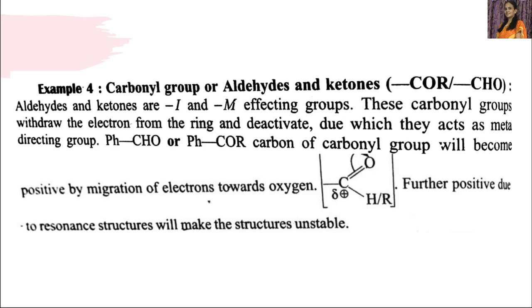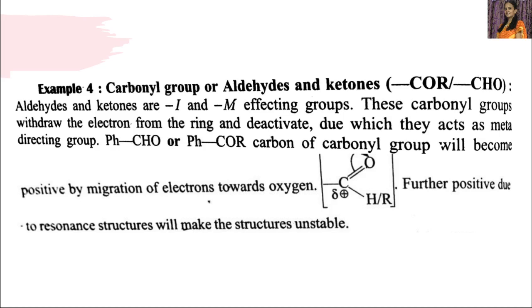So due to which they act as meta directing groups. So this is Ph-CHO, that is C6H5CHO, benzaldehyde, and Ph-COR, that is a ketone, phenyl alkyl ketone. So the carbon of the carbonyl group will become positively charged by the migration of electrons towards oxygen. And we know that the bond polarization or the electron migration in the carbonyl group is towards oxygen, as oxygen is more electronegative when compared to carbon. Thus this carbon gets a partial positive charge and this oxygen gets a partial negative charge.